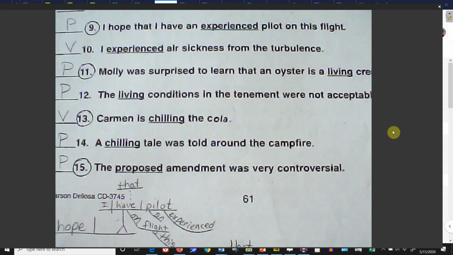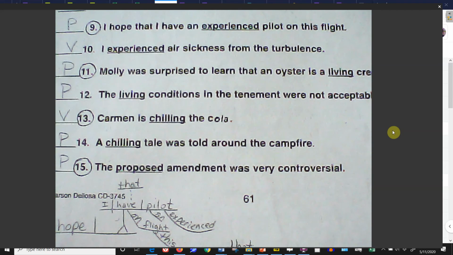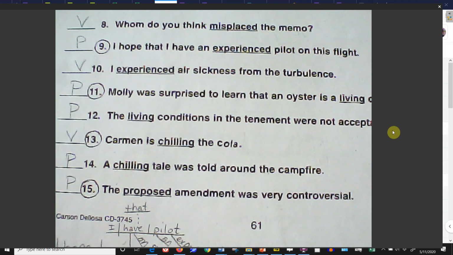Number 14, what kind of tale? A chilling tale. Participial adjective. Number 15, proposed tells me which amendment, the proposed amendment. So that one is also a participial adjective. So these went V, P, V, P, P, V, P, P.